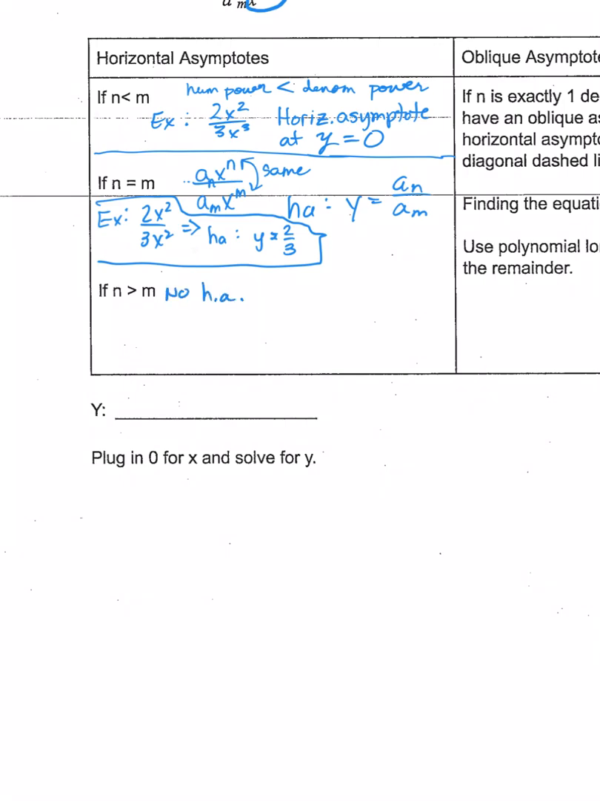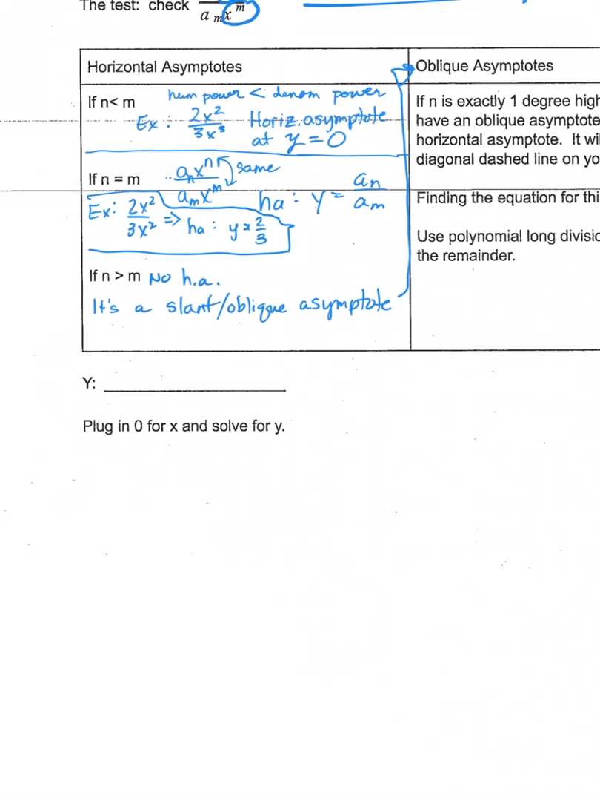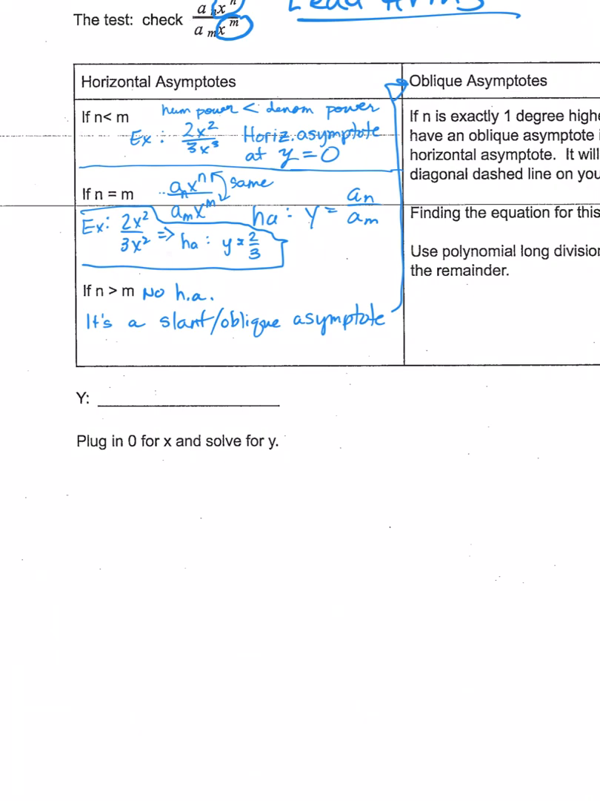No horizontal asymptote. It's a slant or oblique. And see oblique asymptotes here, because this is why nobody likes them. Finish writing that down and we'll go over how you find said slant asymptote. It's most of the time going to be a line, okay? It can be a parabola, believe it or not. We could have a parabolic asymptote. We could have a cubic asymptote.